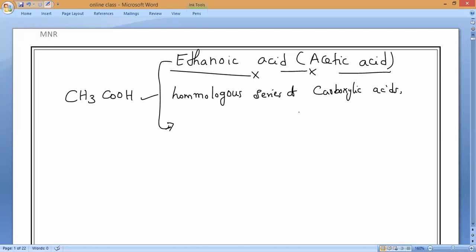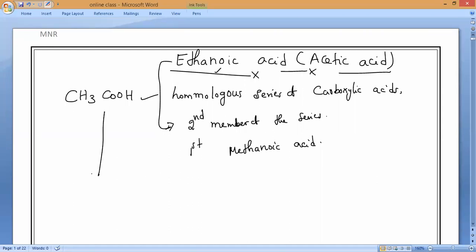Second member. Understand? Second member of the series. So who is the first member in this carboxylic acid series? Methanoic acid. And always we will go with ethanoic acid here.